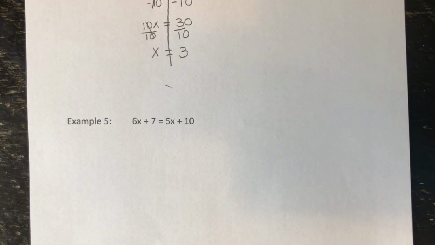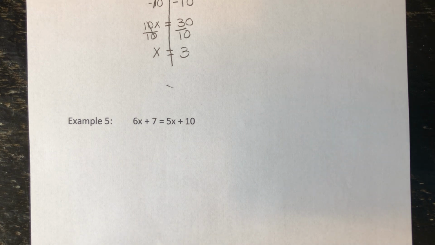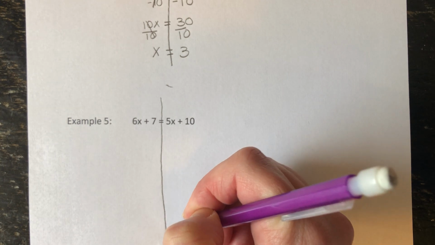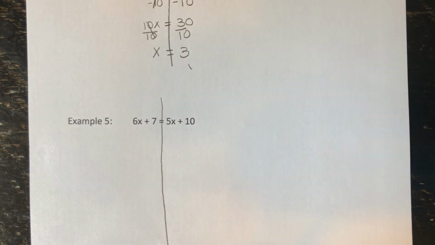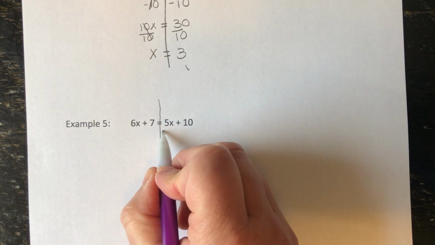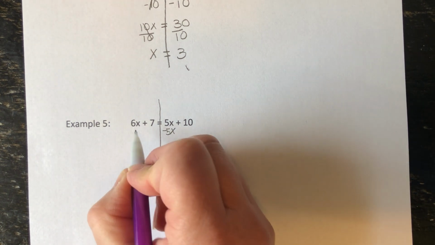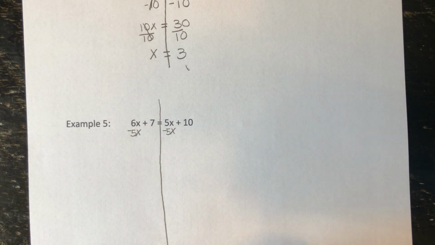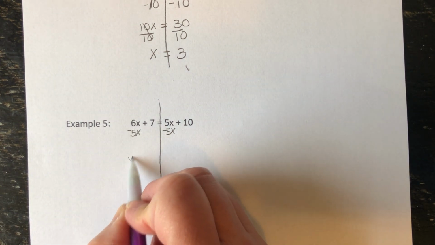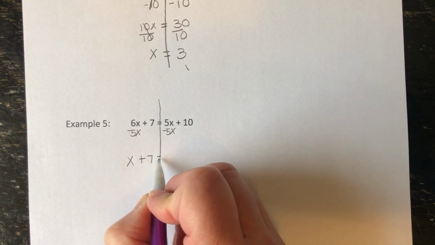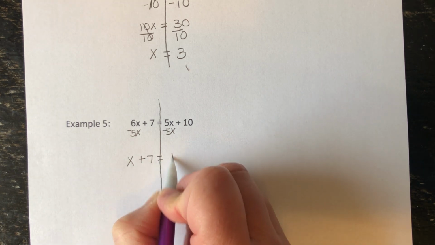Okay. One more example here. We have 6x plus 7 equals 5x plus 10. Again, I'm going to separate both sides of my equation here. I want to get all the x's on one side. So I'm going to subtract 5x on both sides. 6x minus 5x just gives us 1x, and we can write it just like that. So I have x plus 7 equals 10.